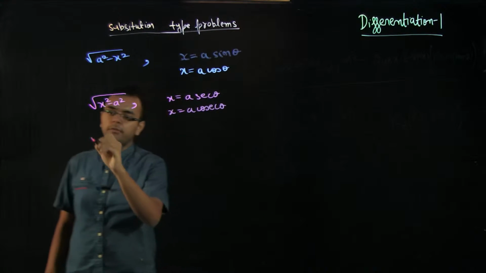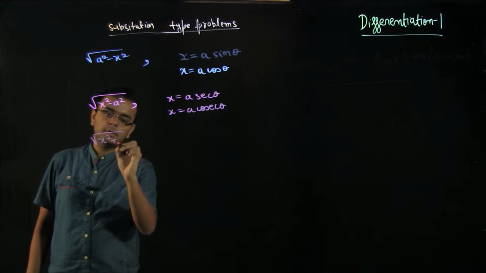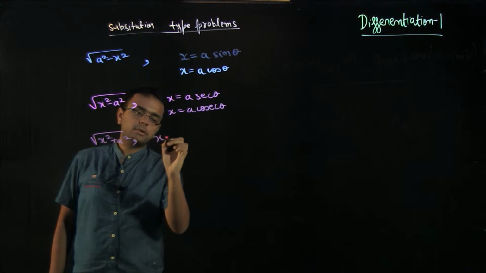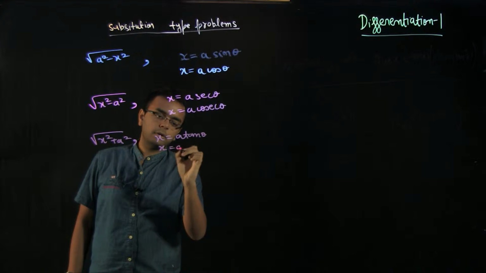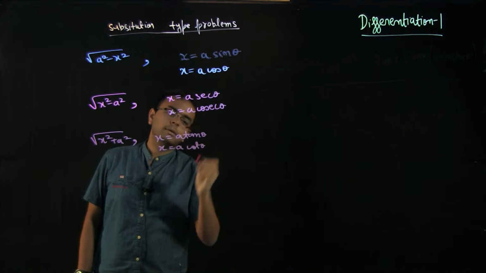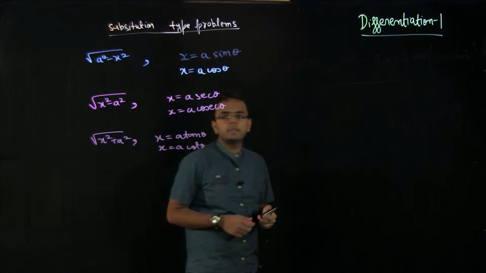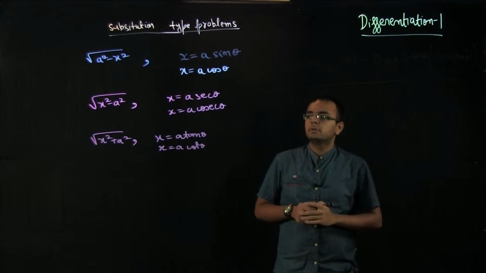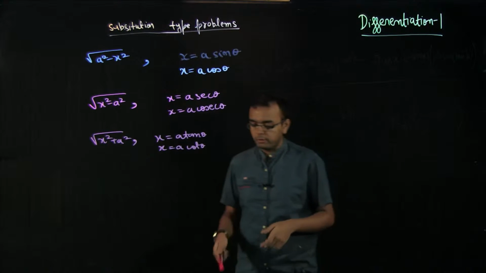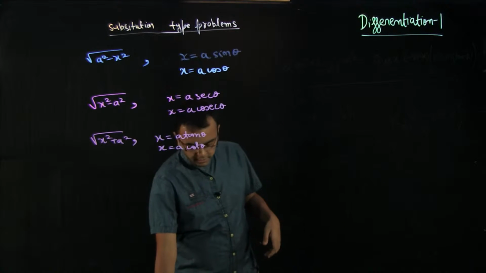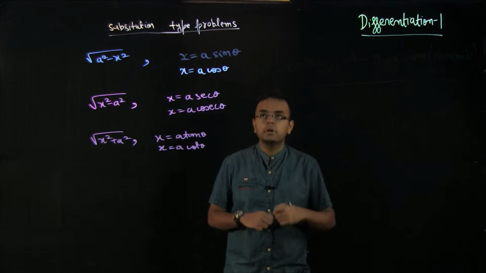Similarly, if you have root of x square plus a square, then you should naturally substitute x is equal to a tan theta or x is equal to a cot theta. This will basically make things very easy. So let us do an example problem so that you will get an idea of what I mean by substitution problems and how you will solve them.